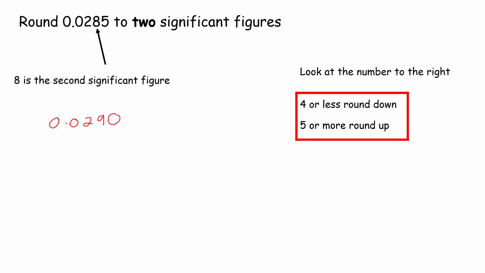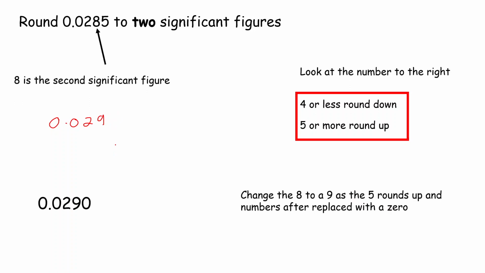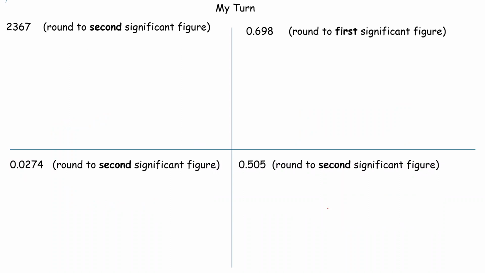But when you've got a decimal point, writing 0.029 means exactly the same thing, so you can just keep it as 0.029. You can read that there if you want to, just to clarify it, but that should hopefully be good. Okay, so on to some my turns.